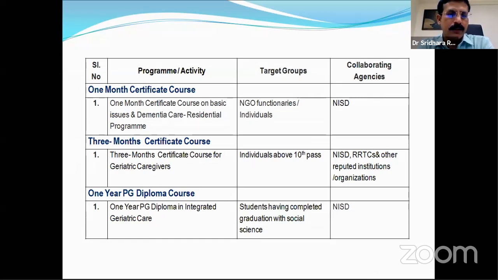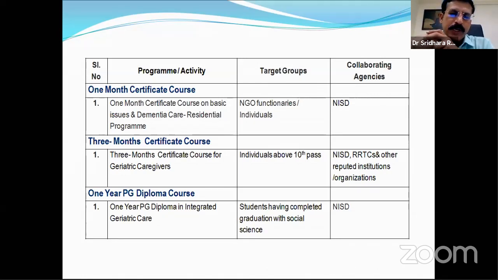And next, this 1-year PG diploma. This is an integrated geriatric care program. On one side we are covering the geriatric issues, and on the other side we are covering psychological issues. Means we are covering the health as well as the social and economic aspects also.